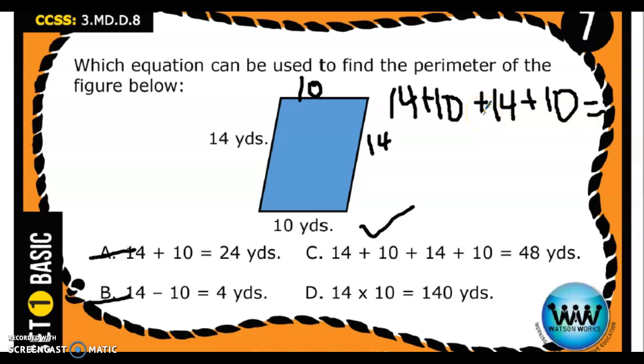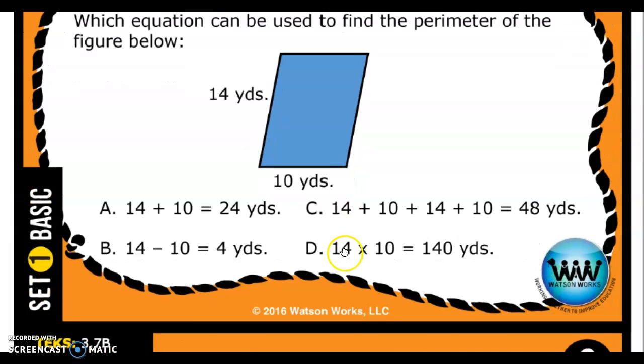And then letter D, 14 times 10. No, that could not be your answer. Why is that not our answer? Good, we're multiplying the length and the width there. When we multiply the length and width, what are we finding for our shape? Good, we're finding area. So the correct answer here is letter C. You guys are becoming perimeter and area experts.